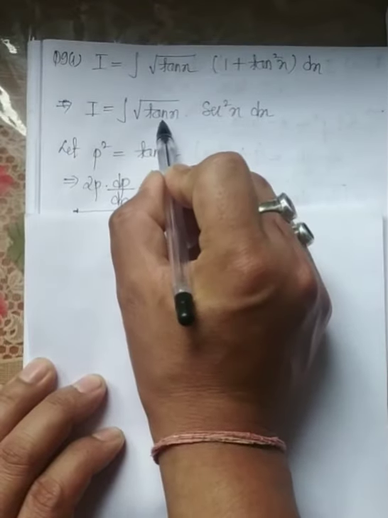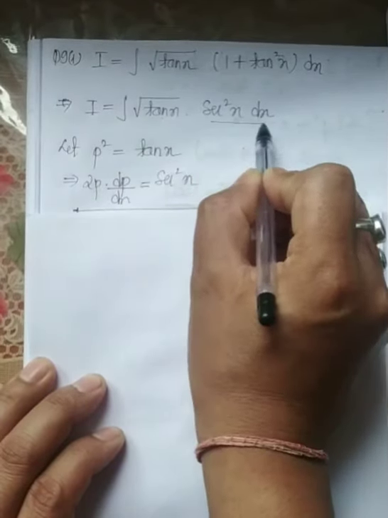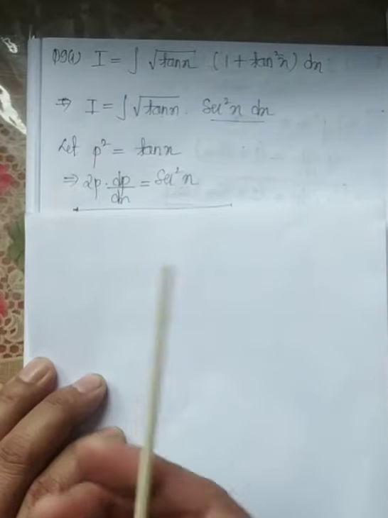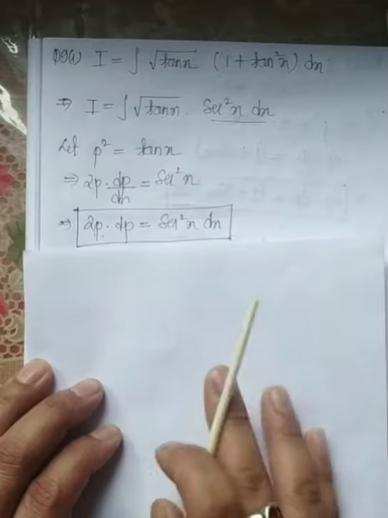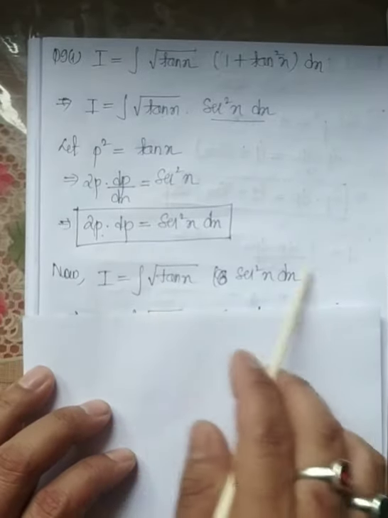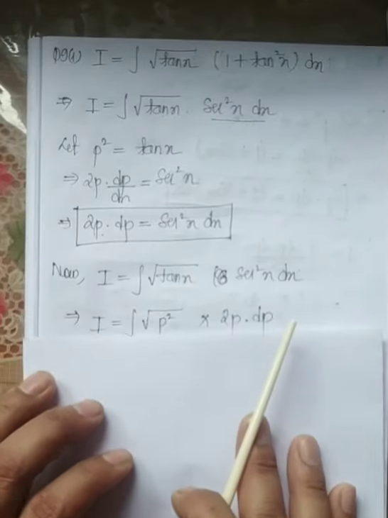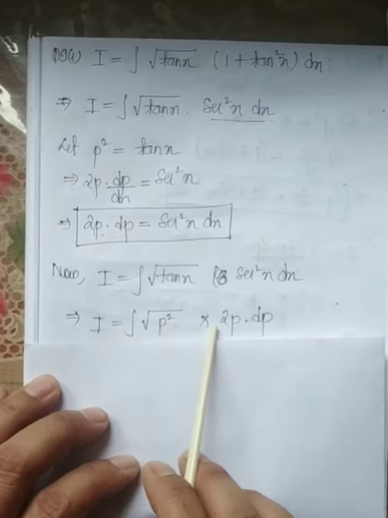See, this is already p square. Now the value for this is what? This is 2p dp, isn't it? That is, 2p dp is equal to sec square x into dx. Now it's easy for us just to put the value. This was the question. Therefore integration root over p square into 2p dp.